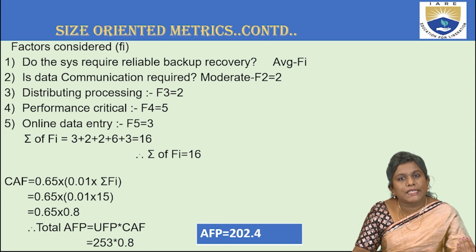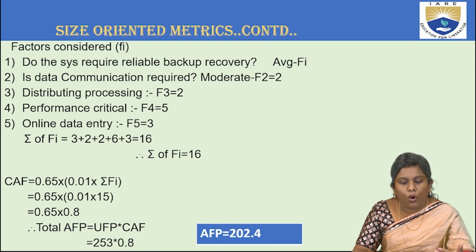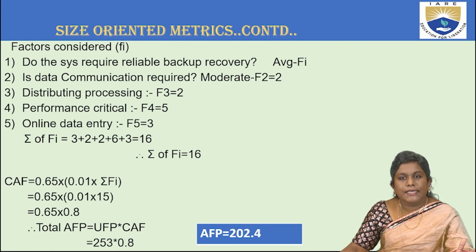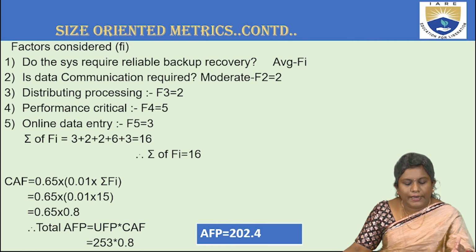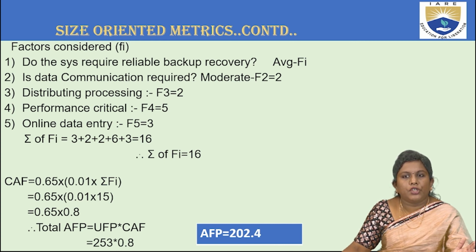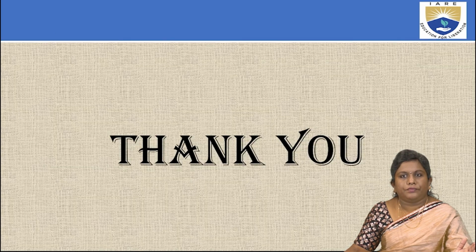And finally, you need to sum up all these Fi values. It leads to 16. And finally, we substitute in CAF, which is 0.65 plus 0.01 into the summation, right? And this finally gives us the total AFP, which is UFP star CAF. That will give us the final adjusted function point, that is AFP, which is 202.4.